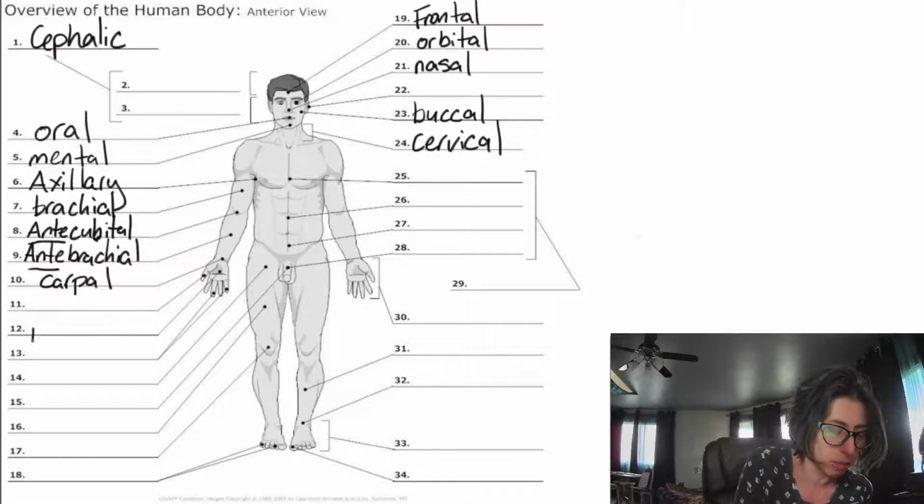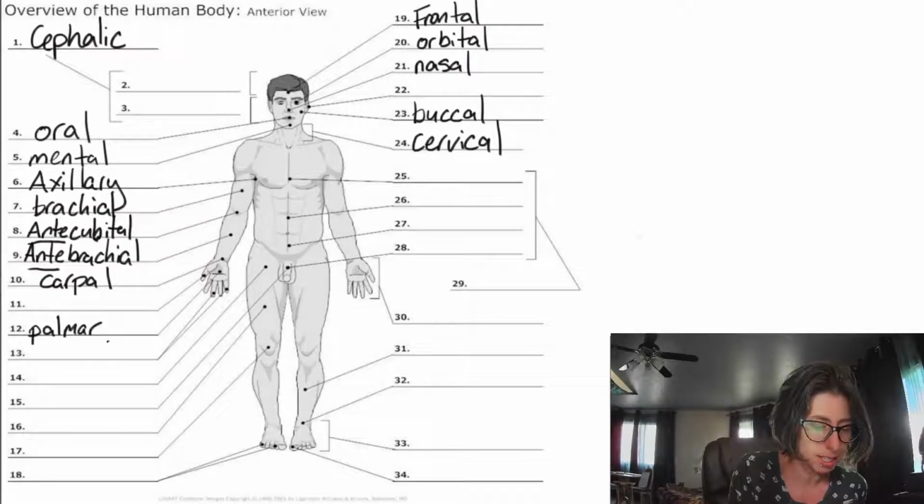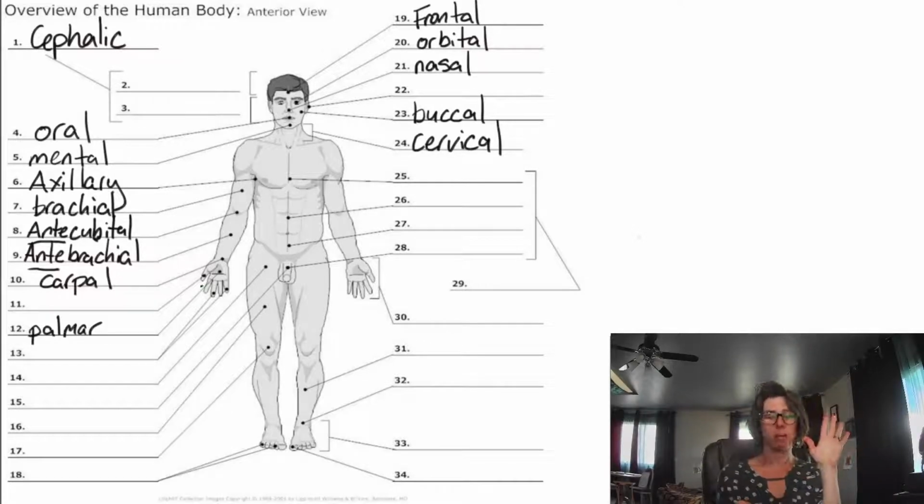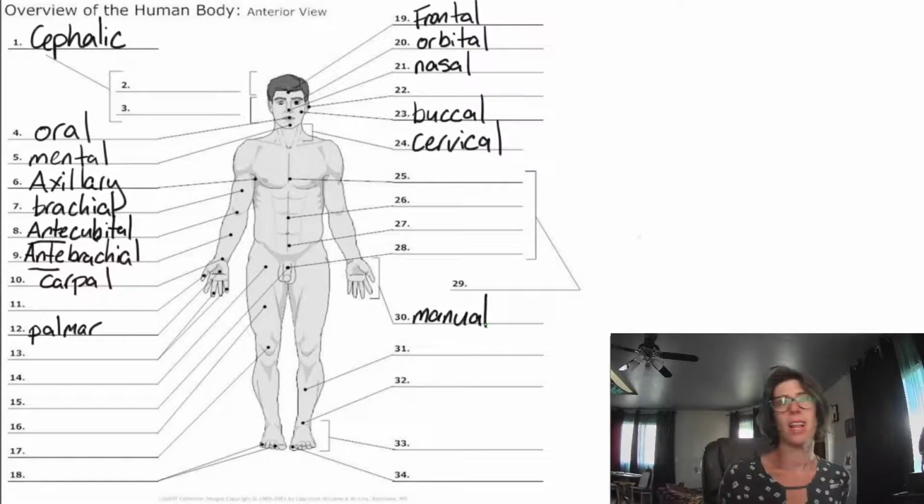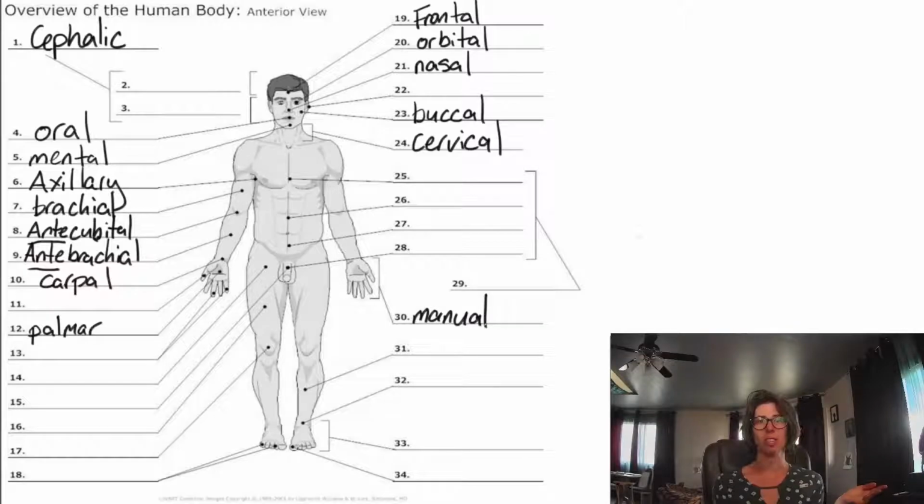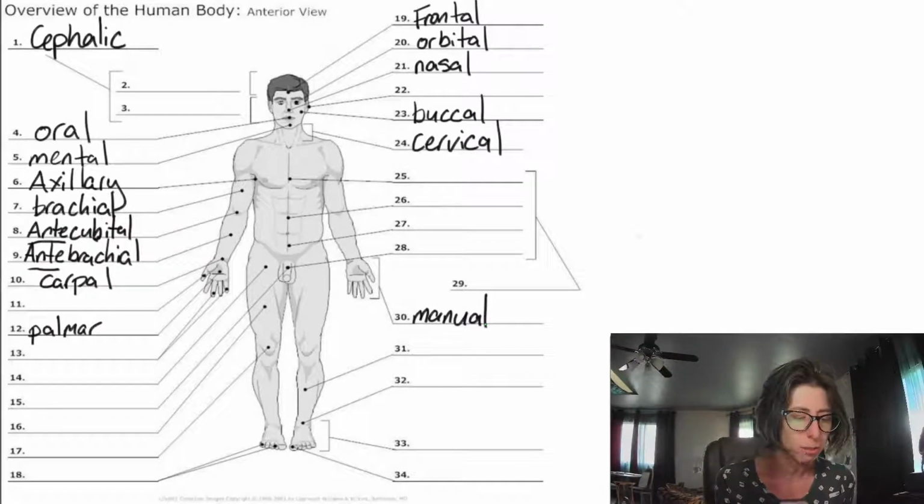So we have the palmar region. That's easy. That's the palms. And then the whole hands together is the manual region. That's easy. If you know Spanish, I live in Albuquerque, everybody knows Spanish, right? At least a little bit. Mano is hand, so that helps remember the manual region. But also when you do something manually, you do it with your hands. So that's easy to remember. Palmar is easy to remember. Manual is easy to remember.